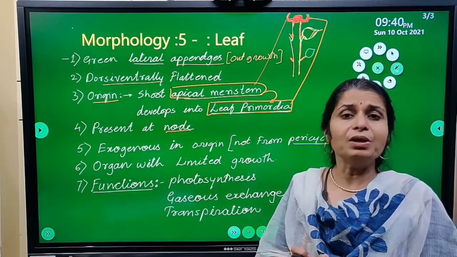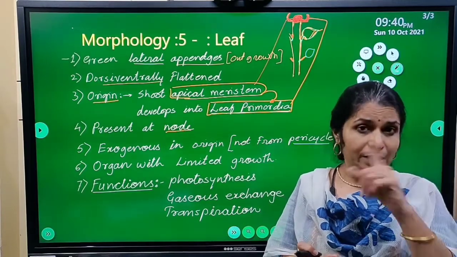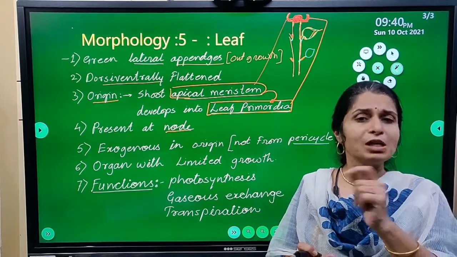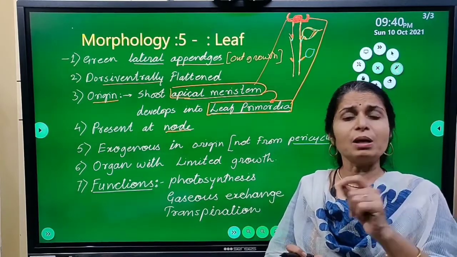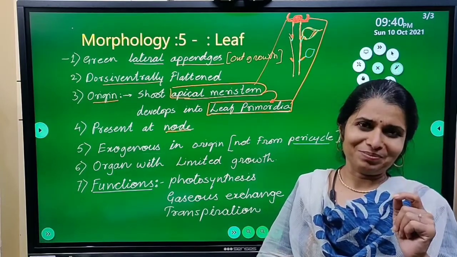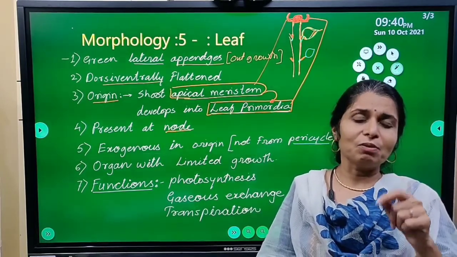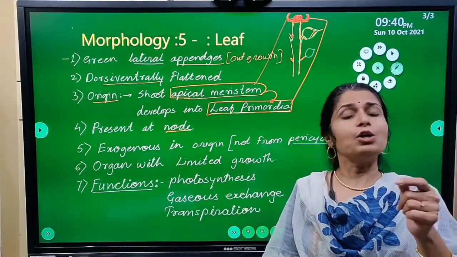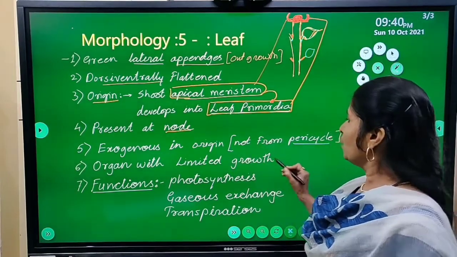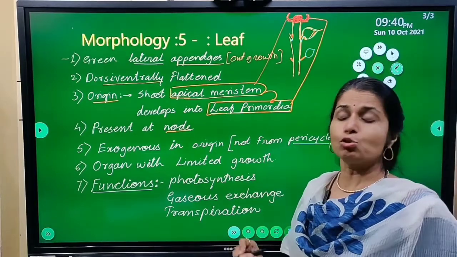Same point we have written in branch, that is shoot apices, shoot appendages. Branches develop exogenously and root के branches develop from vein का pericycle. Okay, root branches develop from pericycle of the vein, so they are endogenous. So leaves origin is, they are not from pericycle, so it is exogenous.